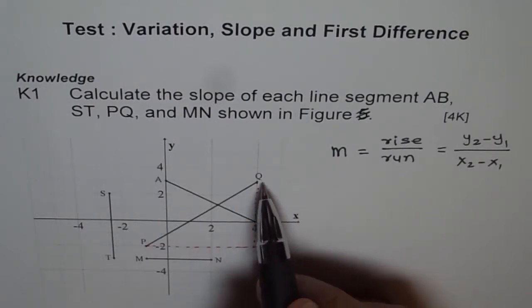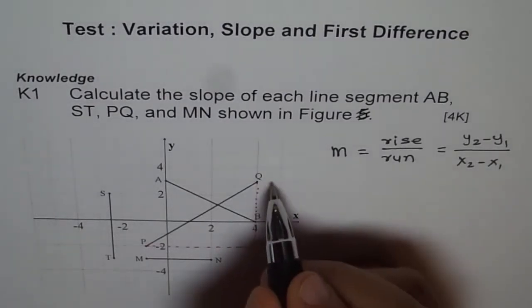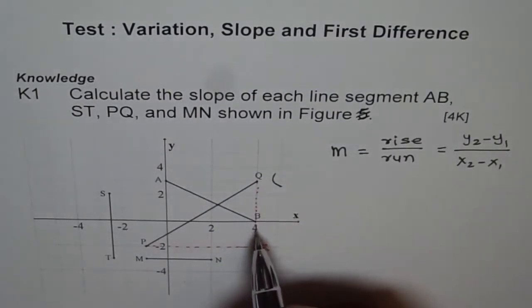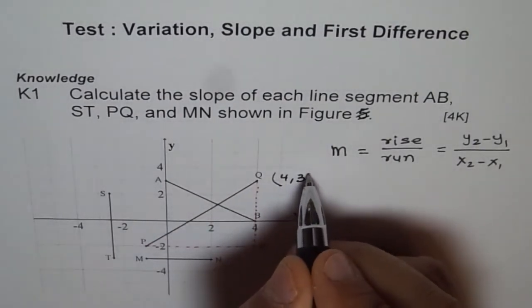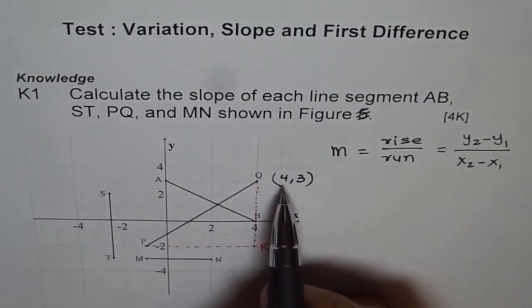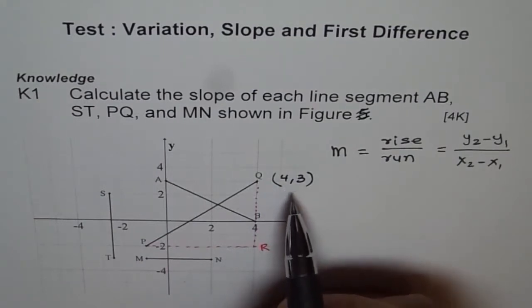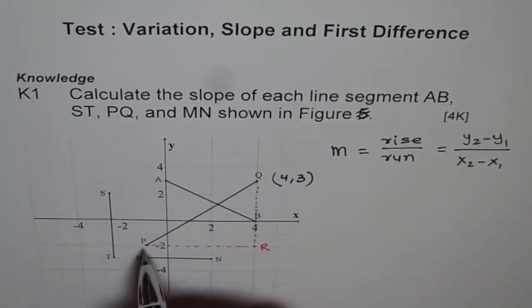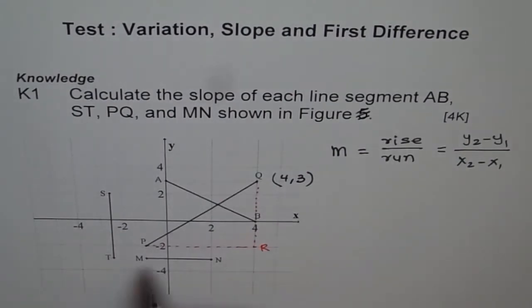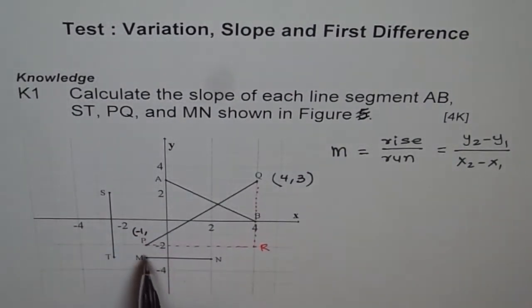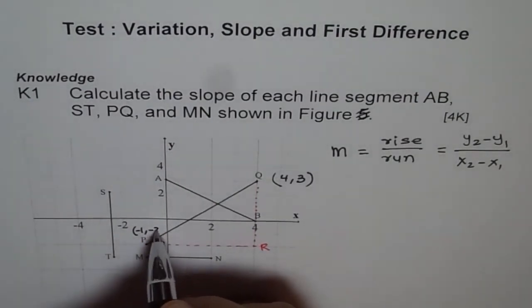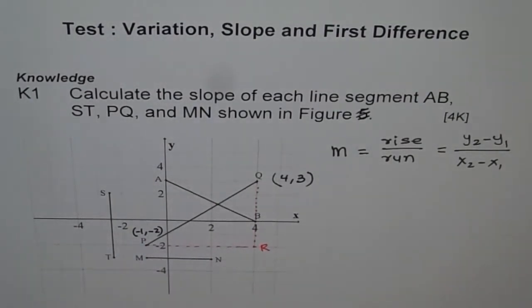So for example here, what is Q? We can read the coordinates from the graph. 4 is the x value and 3 is the y value. So I can write Q as (4, 3), right? First you always write the x value and then the y value. And for P, what are the coordinates? The x value is -1 and the y value is -2. Correct? So we get P and Q.